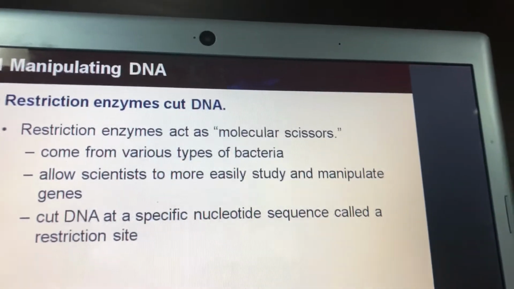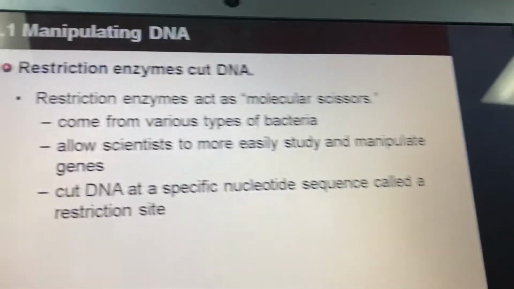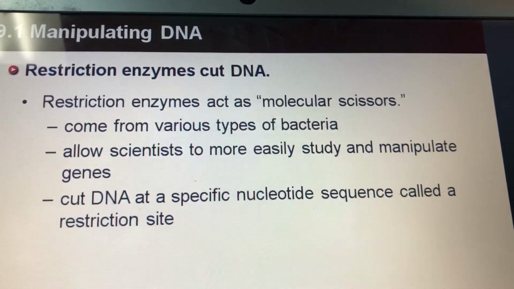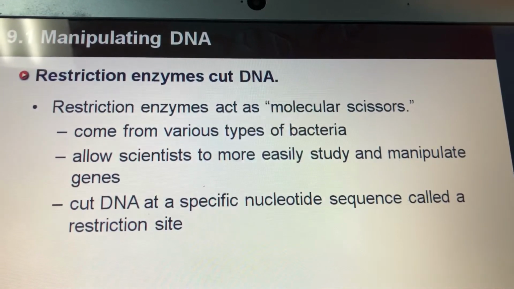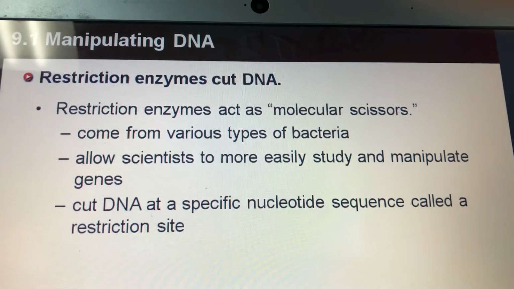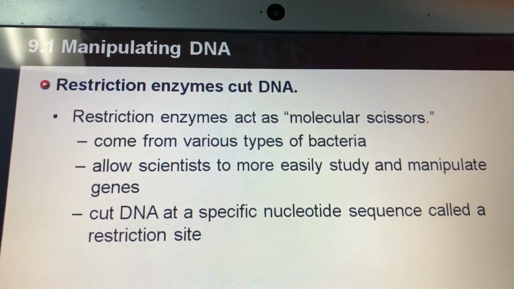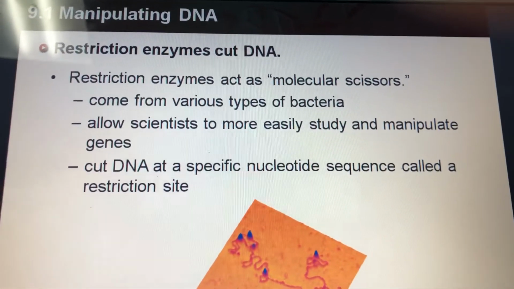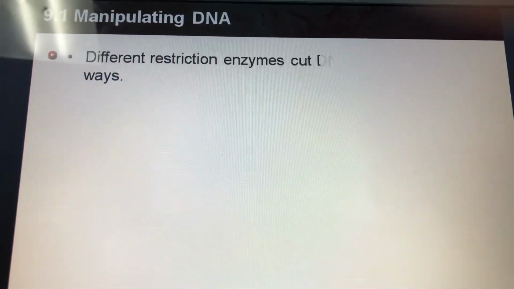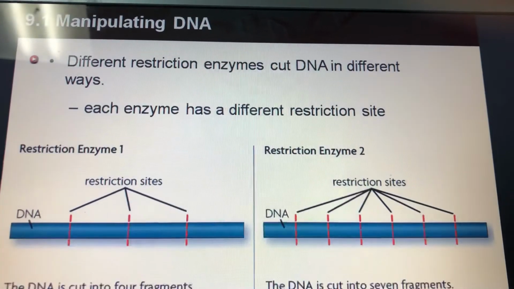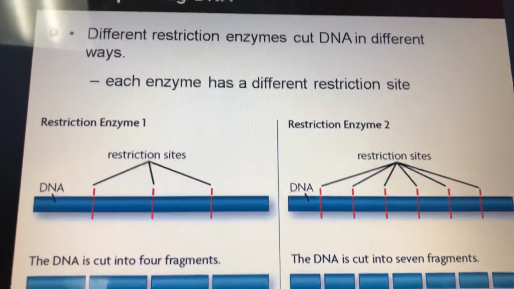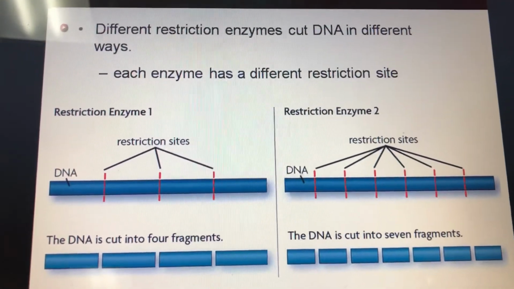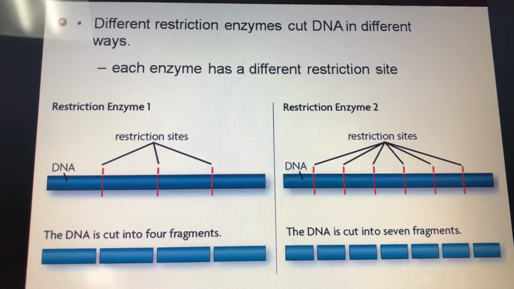Each restriction enzyme can cut the DNA at specific restriction sites, and that means it can cut at a specific sequence of nucleotides, because each enzyme can recognize only a specific sequence of nucleotides. We have different restriction enzymes that cut DNA in different ways. Each enzyme has a different restriction site.